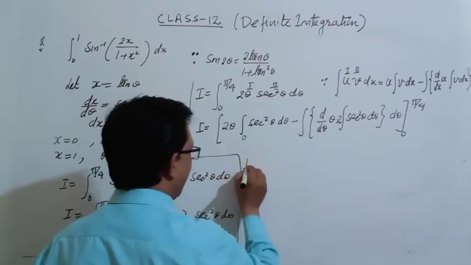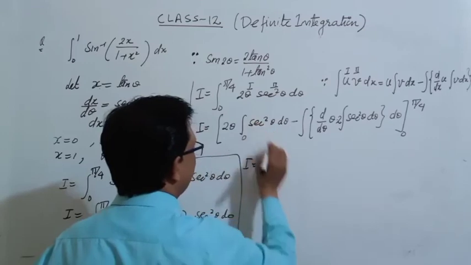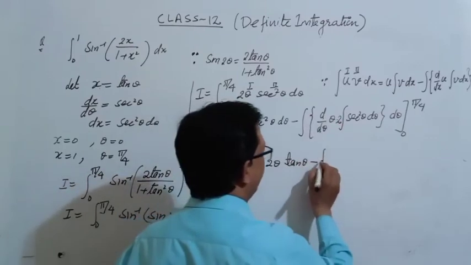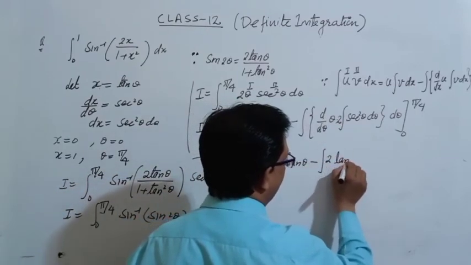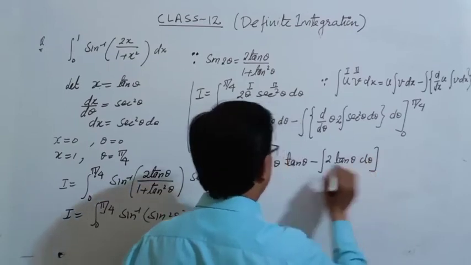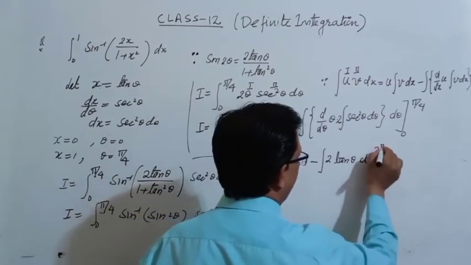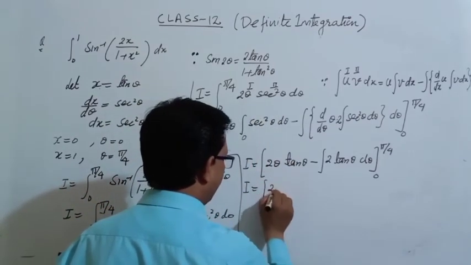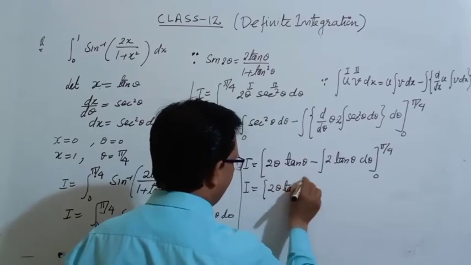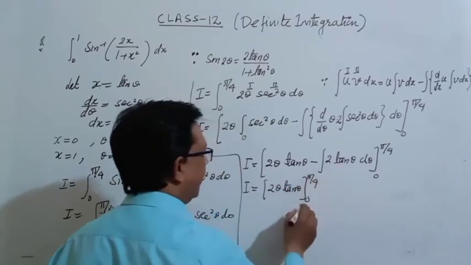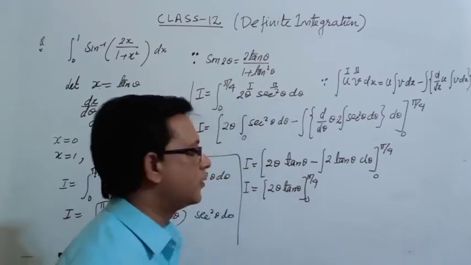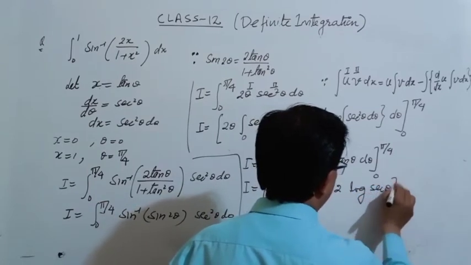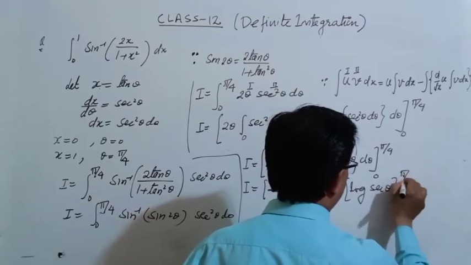So student, I is equal to 2 theta sec square theta, which is tan theta, minus the integration. This becomes 1, 2 is constant, so this is 2 tan theta d theta, and the whole limit is 0 to pi by 4. Now I is equal to 2 theta tan theta from 0 to pi by 4, and the integration of tan theta is log sec theta. So this is minus 2 log sec theta, and the limit is 0 to pi by 4.